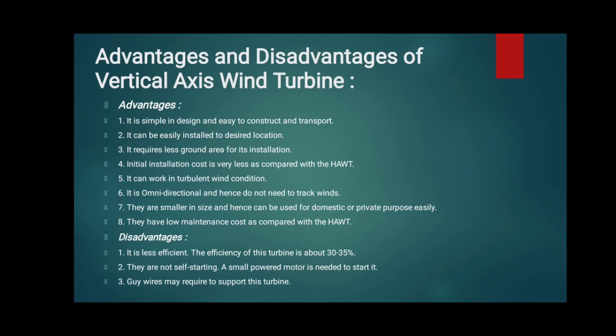It is omnidirectional and hence does not need to track winds. They are smaller in size and hence can be used for domestic or private purpose easily. They have low maintenance costs as compared with the horizontal axis wind turbine.